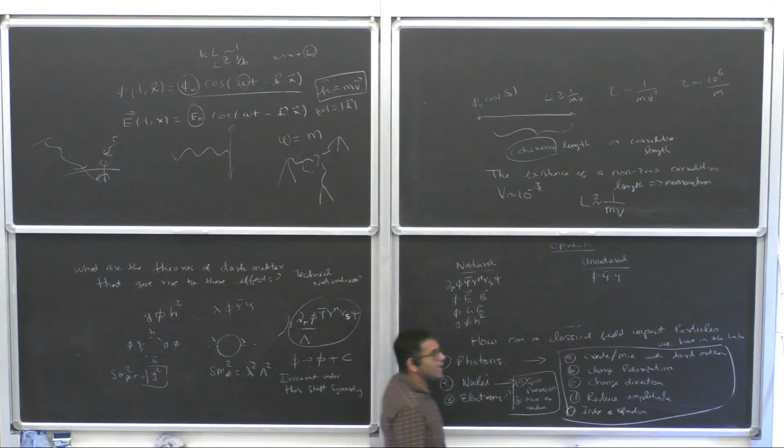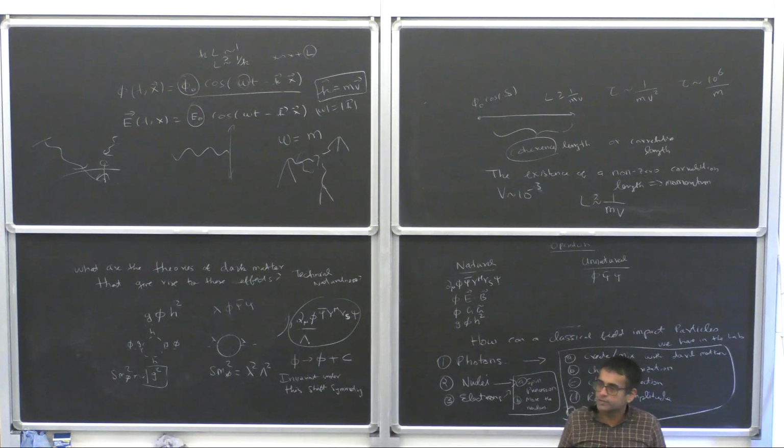So all of this is for spin zero particles, right? But we can just as well talk about spin one as well. There could be spin one classical fields like the photon. And so why don't we think about massive spin one fields and see what they can be.